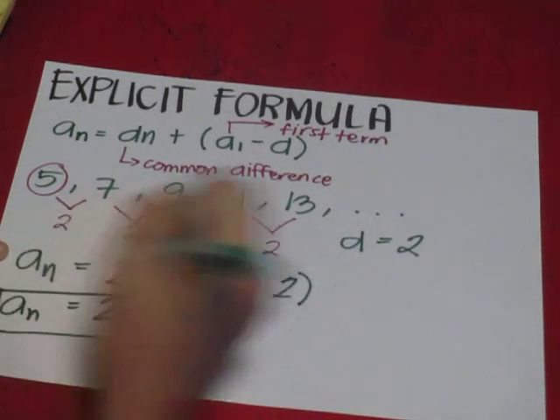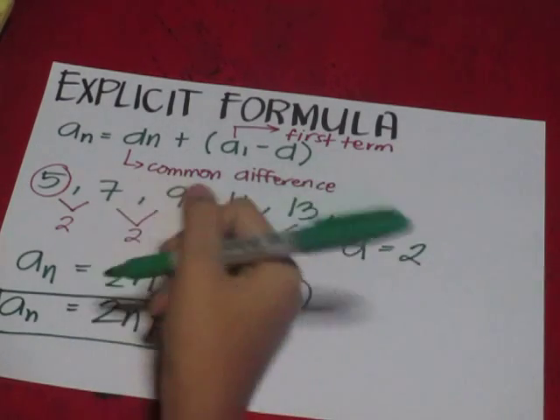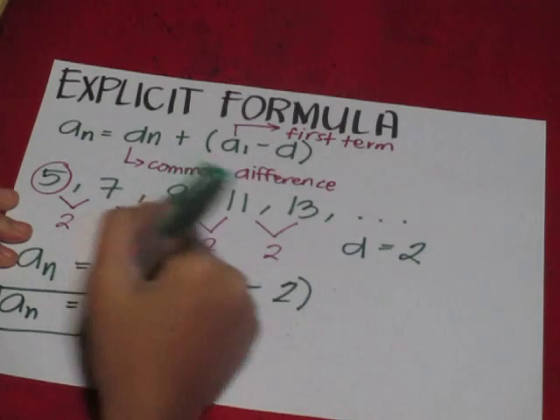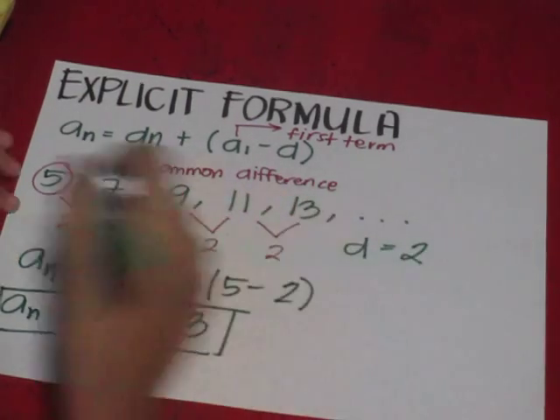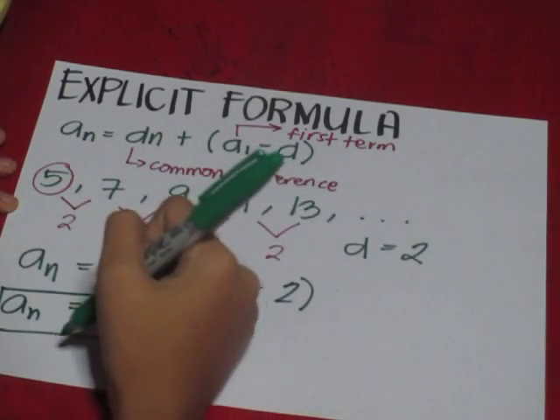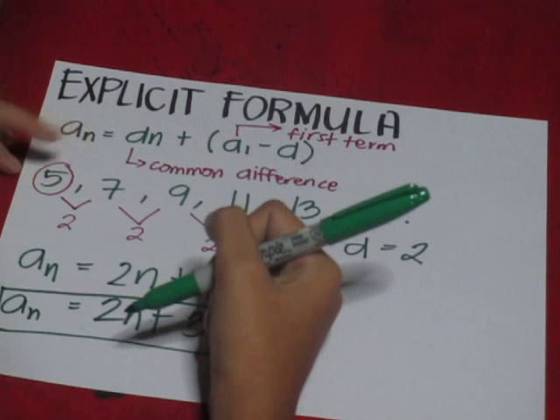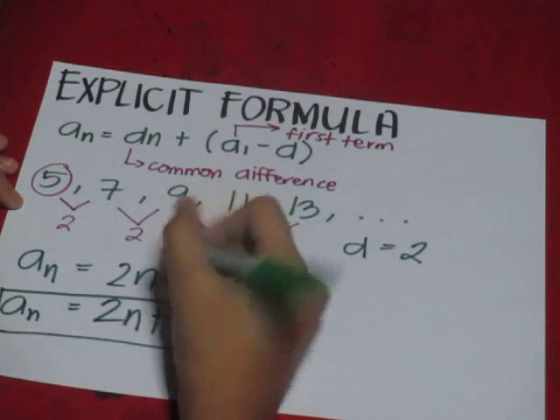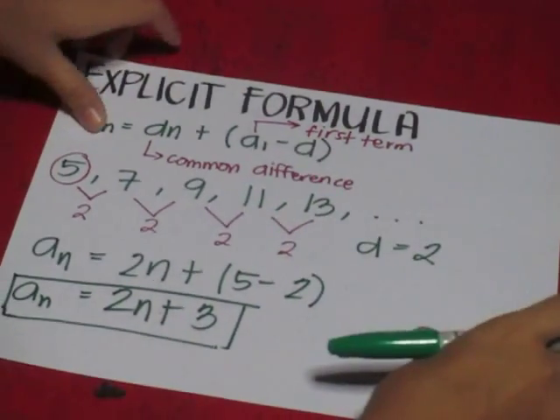To know if our explicit formula is correct, you need to substitute values of n. So a sub 1 is equal to 2 times 1 plus 3, which is equal to 5. A sub 2 is equal to 2 times 2 plus 3, which is equal to 7. A sub 3 is equal to 2 times 3 plus 3, which is 9, and so on and so forth.